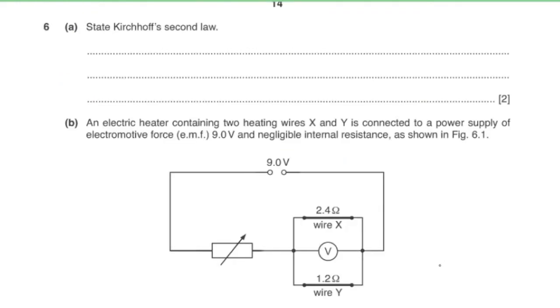Question number 6, part a, state Kirchhoff's second law. So that's sum of EMF is equal to sum of PDs around a loop.